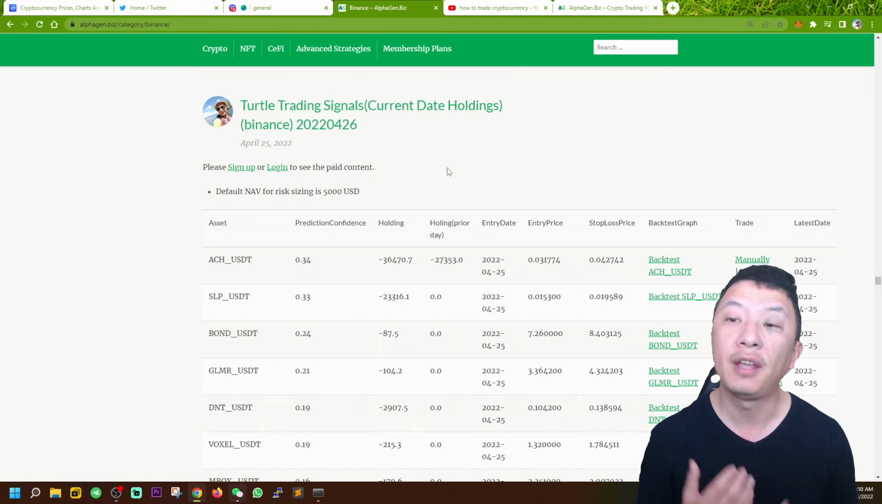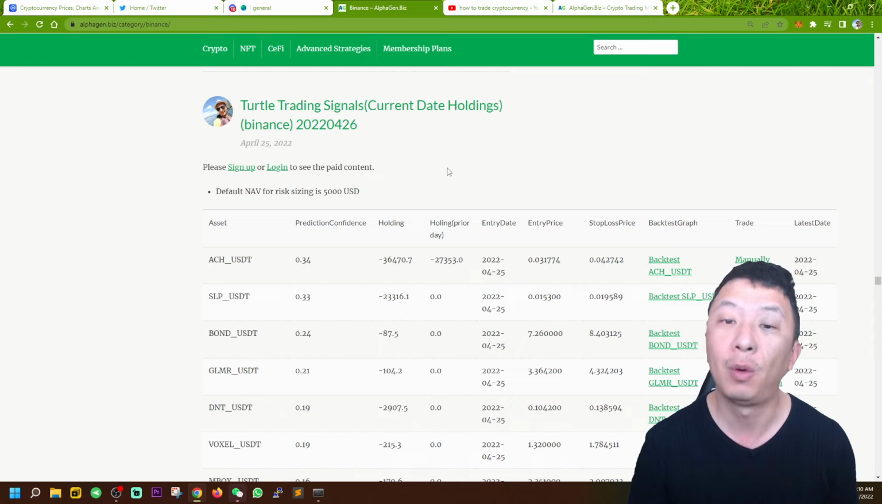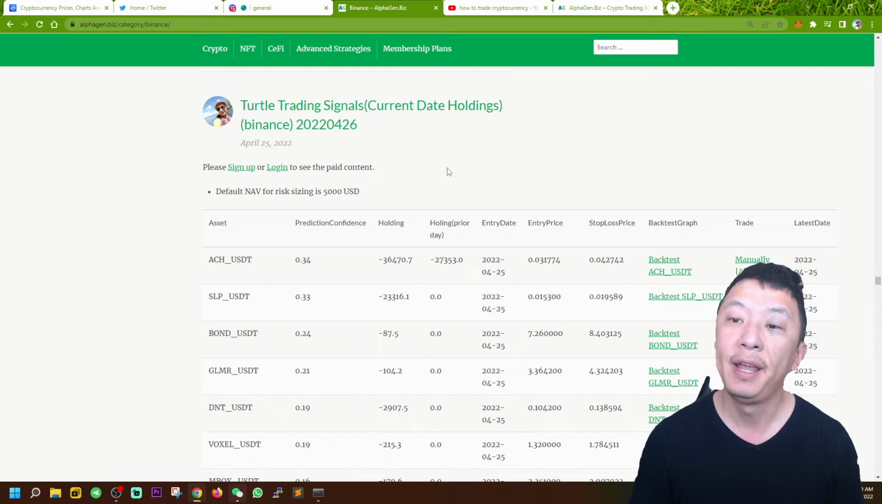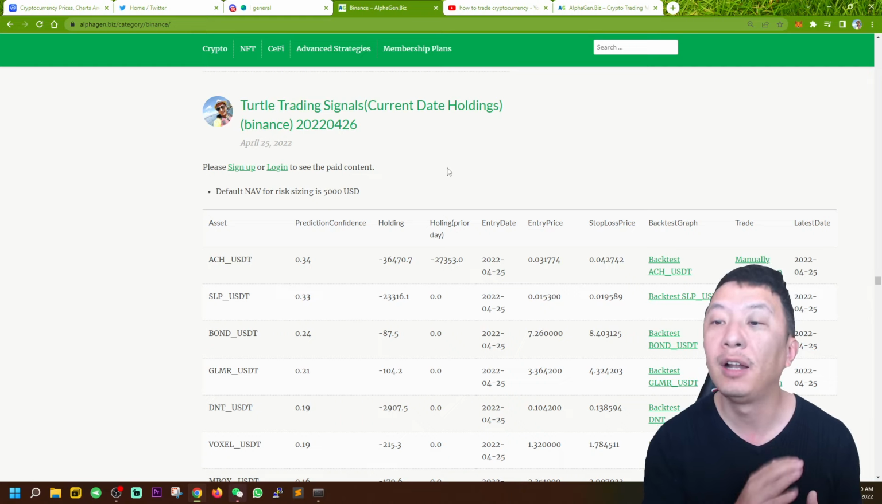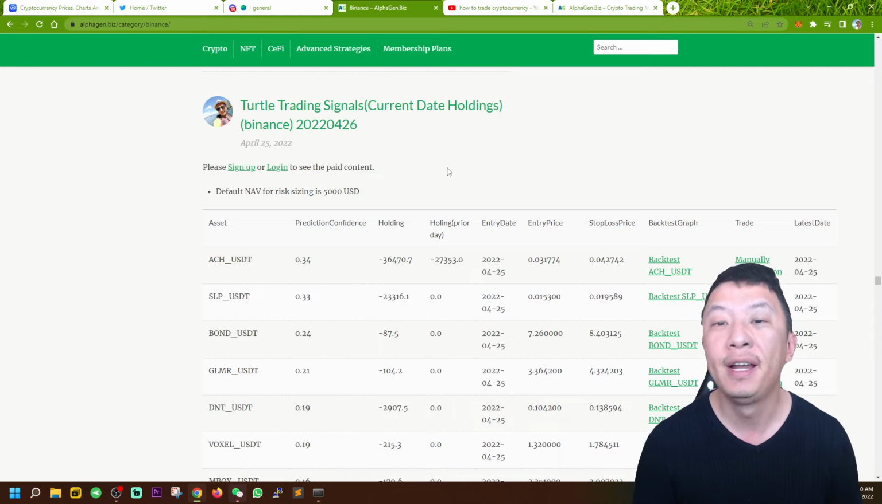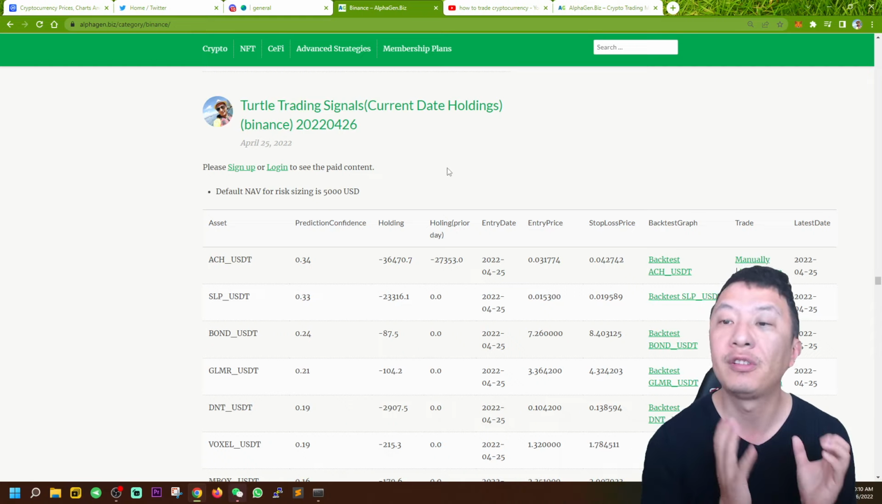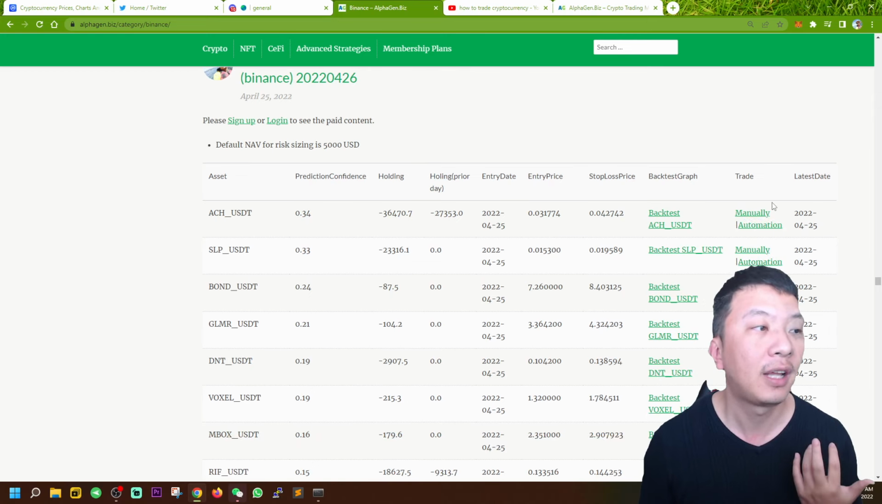Every single day, the model will run automatically. There's another beauty about systematic trading: you don't need any human effort. Once you have the model set up, it will automatically run every single day to analyze more than 400 markets without any human effort, and it will update and generate trading signals. And what does the trading signal look like? It will look like just this.